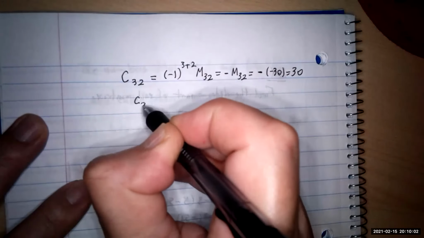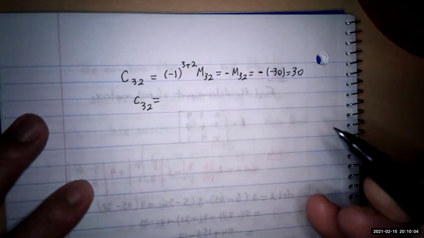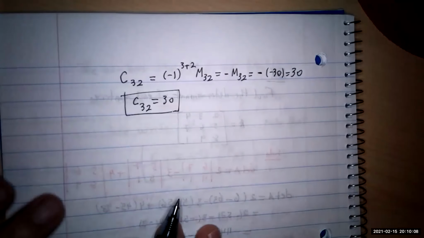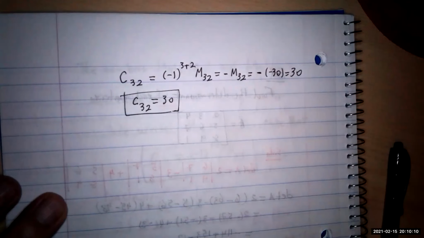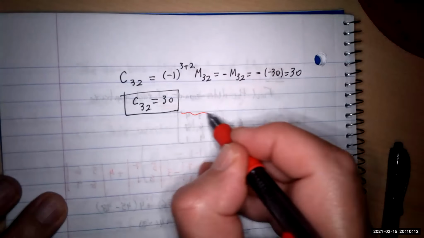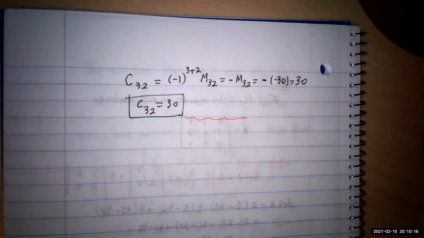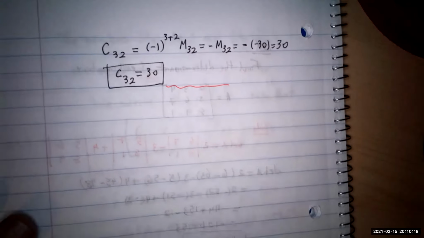So the cofactor C32 would be equal to 30. Not a big deal, but an important property. We said we need to find all of them when we get to the next section. So that's part one.